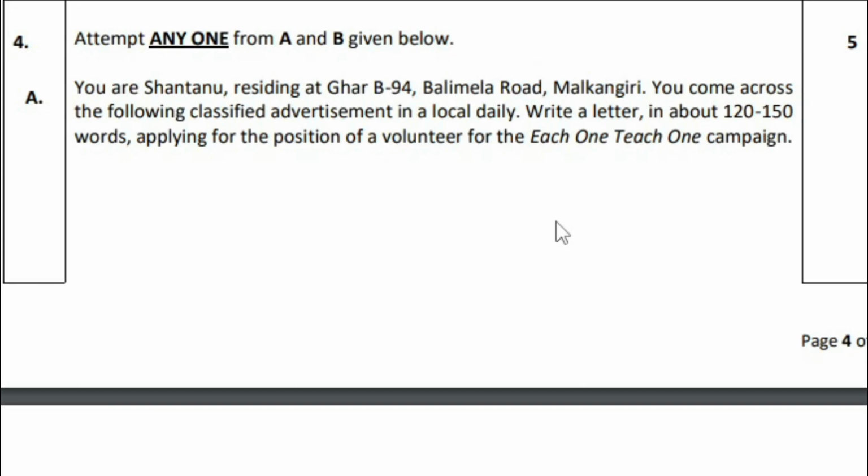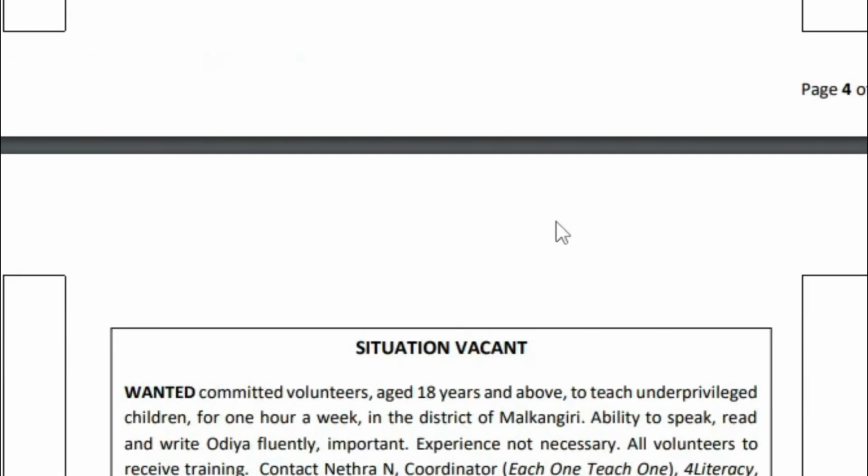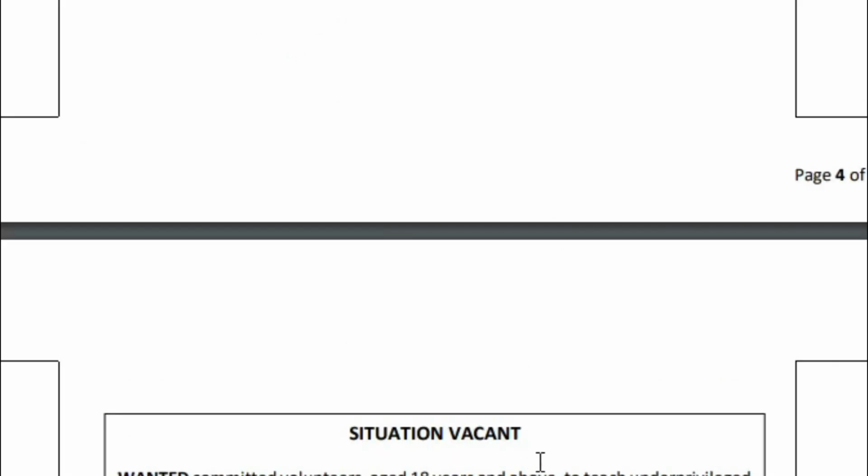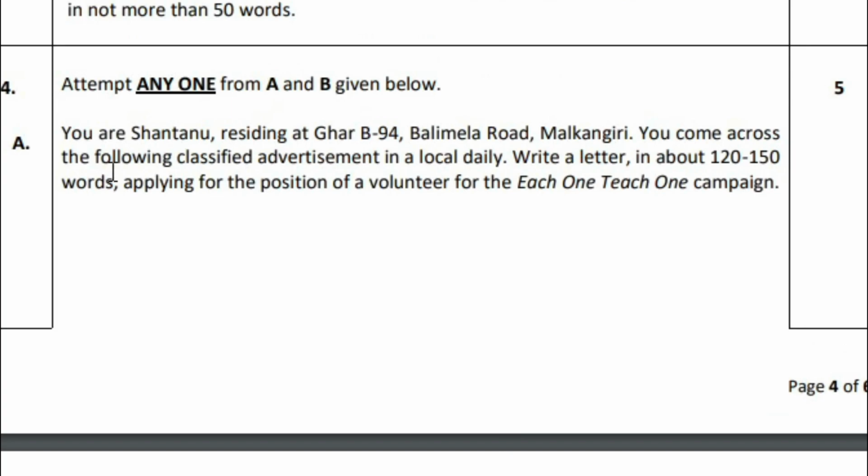That means you are going to get two questions. One is a job application question, another one will be a report writing question, and you have to attempt one question. So the question is: you are Shantanu residing at Ghar B94, Balimela Road, Malkangiri. You come across the following classified advertisement in a local daily. Write a letter in about 120 to 150 words applying for the position of a volunteer for the Each One Teach One campaign. Situation vacant.